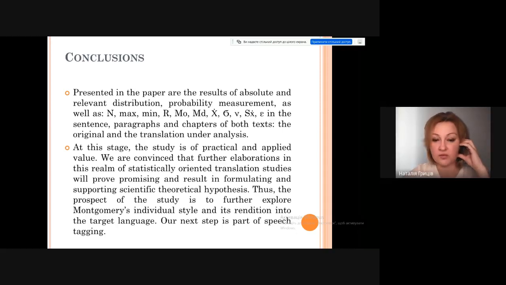Thus, the prospect of the study is to further explore Montgomery's individual style and its presentation in the target language. Our next step is part of speech tagging, which again will give us certain ground for what to pay special attention to while analyzing the translated text on the level of equivalency. We talk about lexical level equivalency and textual level equivalency.